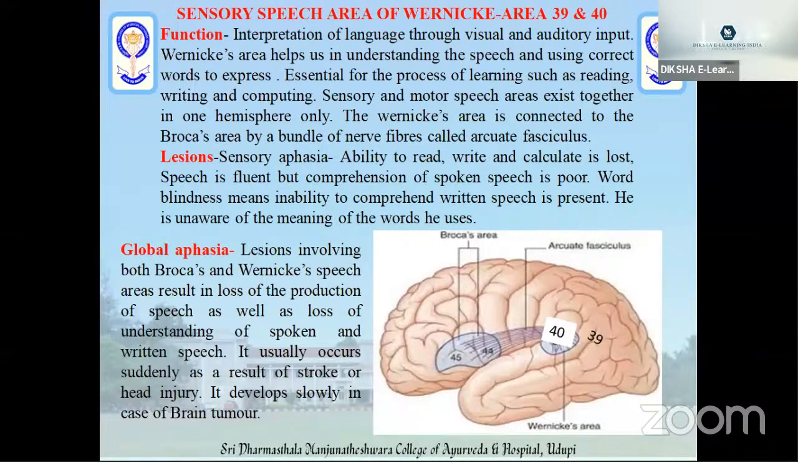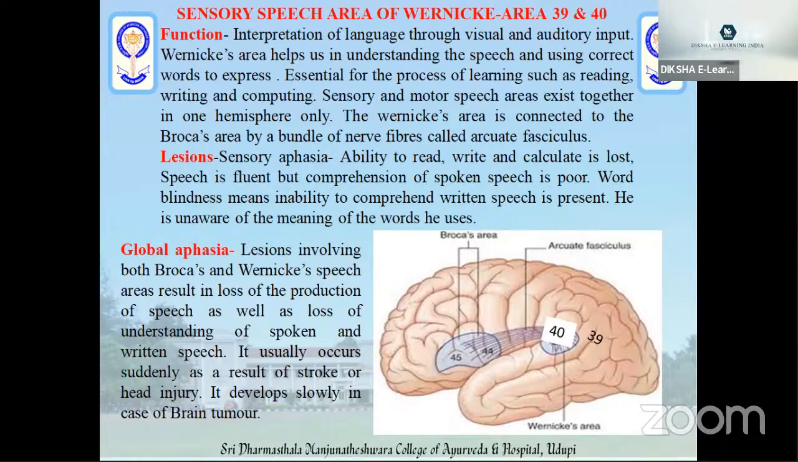Speech is fluent, he can talk fluently, but he is unaware of the words he uses. Comprehension of spoken speech is very poor. Grasping of the spoken speech is poor. And word blindness, meaning inability to grasp written speech, is present. He is unaware of the meaning of the words he uses.